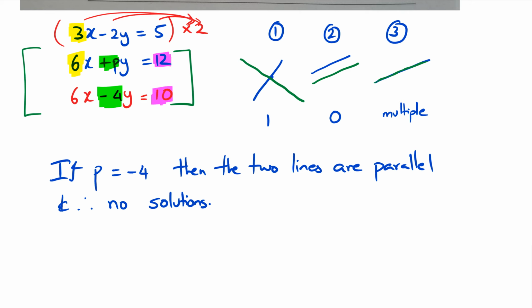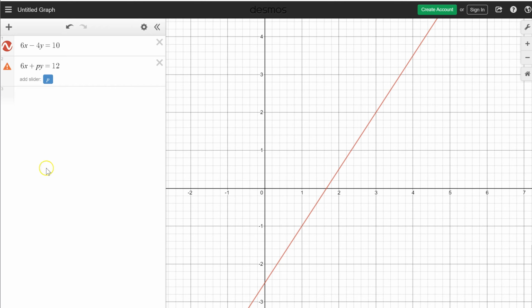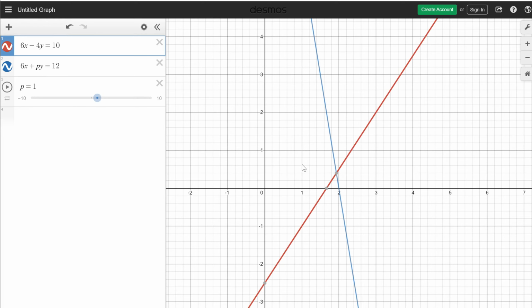So let me show you guys real quickly what this looks like in Desmos. What I've done is the first graph here, which is 6x minus 4y equals 10, and then my graph with the p. Now remember, we said that if p equals negative 4, then the two lines will be parallel. So I'm going to add a slider. This is what happens when p is equal to 1. When p is equal to 1, the two lines meet here.